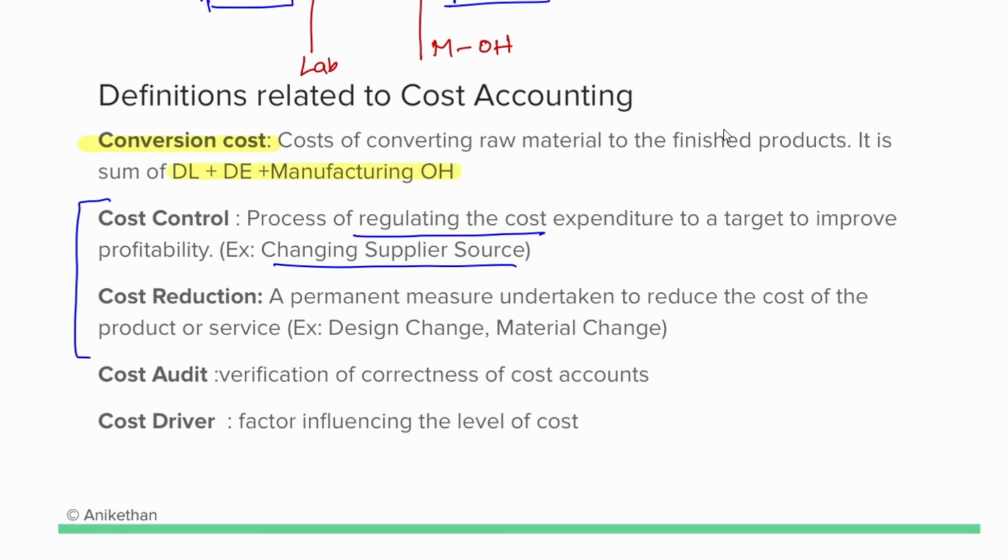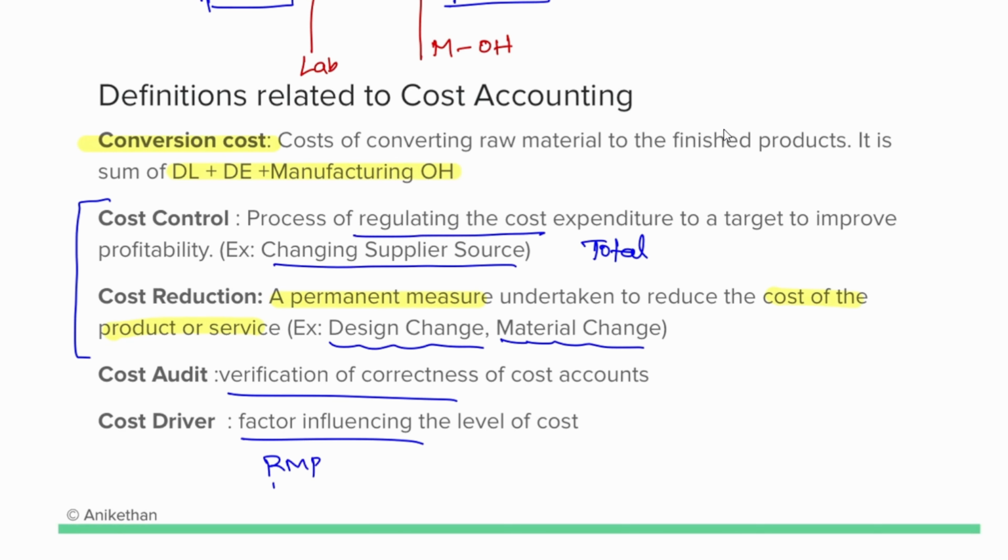Whereas cost reduction is a permanent measure. It is undertaken to reduce the cost of the product. Here it is the total cost for that year. Here it is the cost of the product. For example, they will improve the design. They will change the type of material, better design. What it does is bring down the cost of the product. We will see major differences between cost control and reduction in some time. Cost audit is the verification of correctness of cost accounts. Cost driver is the factors influencing the level of cost. Example, raw material prices, then foreign exchange rate, then market forces. All these are cost drivers which influence the level of cost.